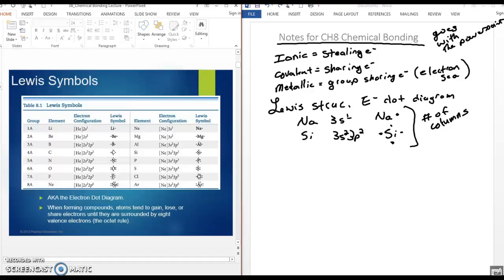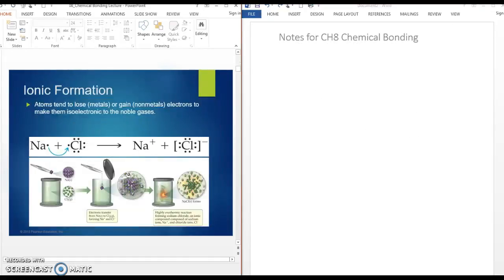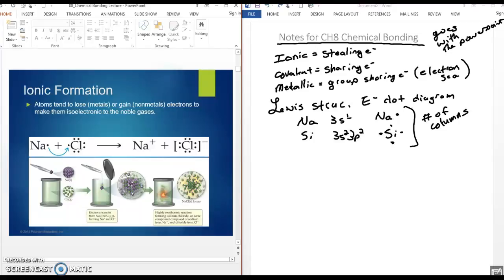All right. Moving on. Ionic formation occurs when they're going to create ions. So an ionic bond is going to be creating ions, specifically a cation and an anion.